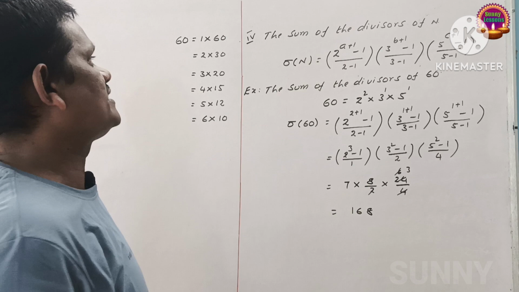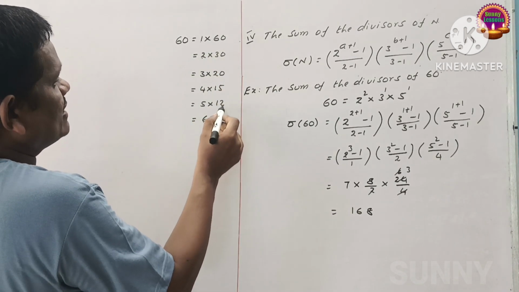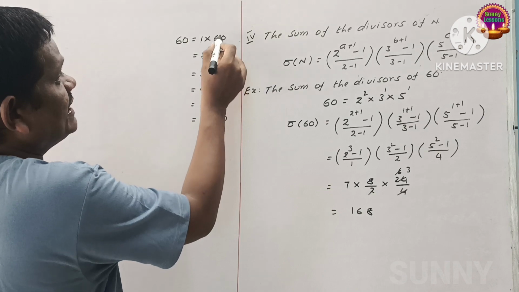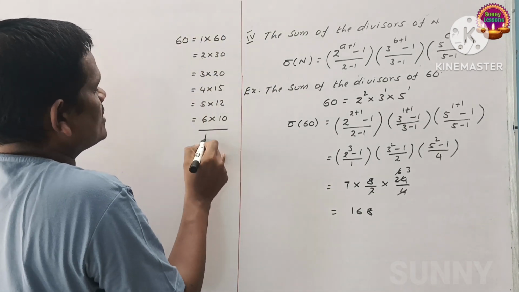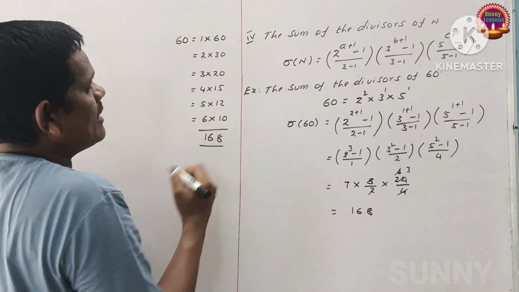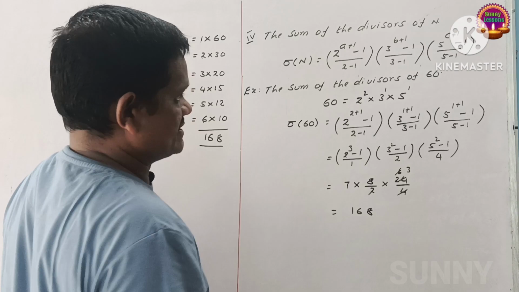Once observe the sum of the divisors: 1, 2, 3, 4, 5, 6, 10, 12, 15, 20, 30, 60. If we add them, we will get 168. So the sum of the divisors of 60 is 168.